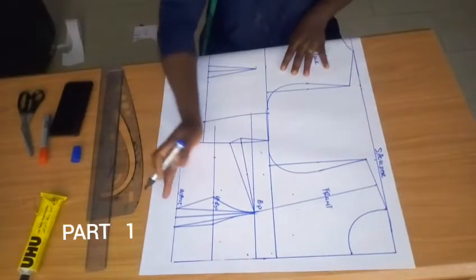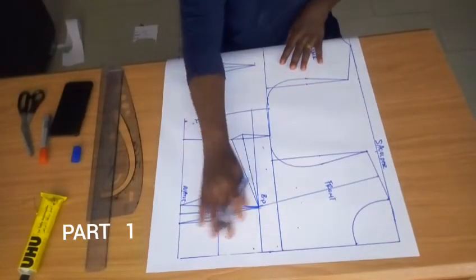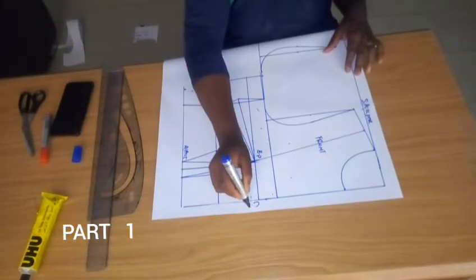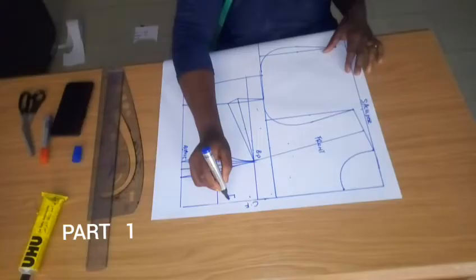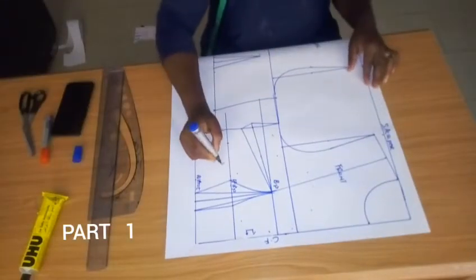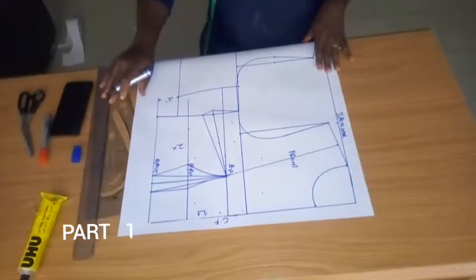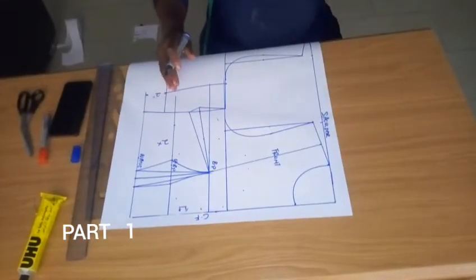So like I said, we are coming up. We've contoured our front. So this is our center front. Center front is on fold, and this is the side. We are cutting 2 times of this. So it's high time for us to create the neckline.